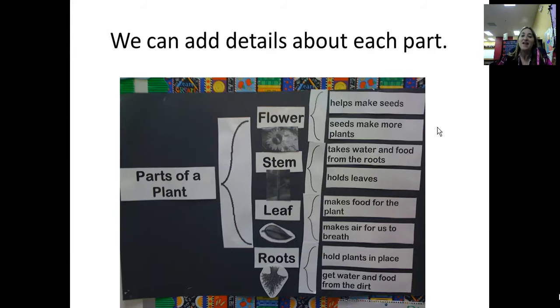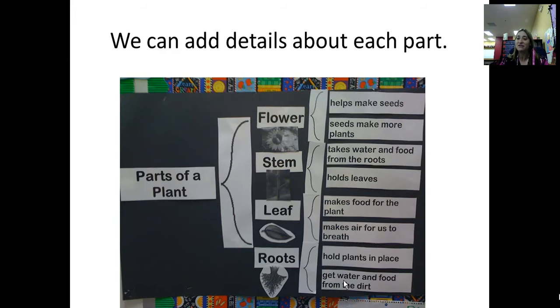All right, so as I just explained to you, you can add details about each part of your whole on your map. So here we've got parts of a plant, and they've broken it up into a flower, and they're telling us details about that flower. It helps make seeds, the seeds make more plants, and then it has a stem, which takes water and food from the roots and holds the leaves. So we're giving details about each of those parts. Here's the leaf. It makes food for the plant, makes air for us to breathe, and the roots hold the plants in place and get water and food from the dirt.